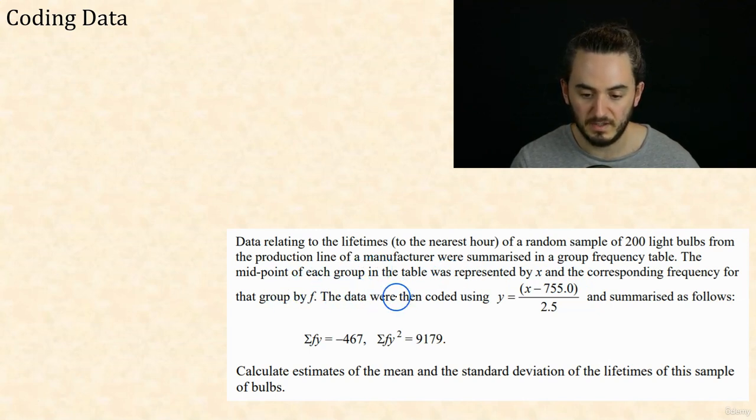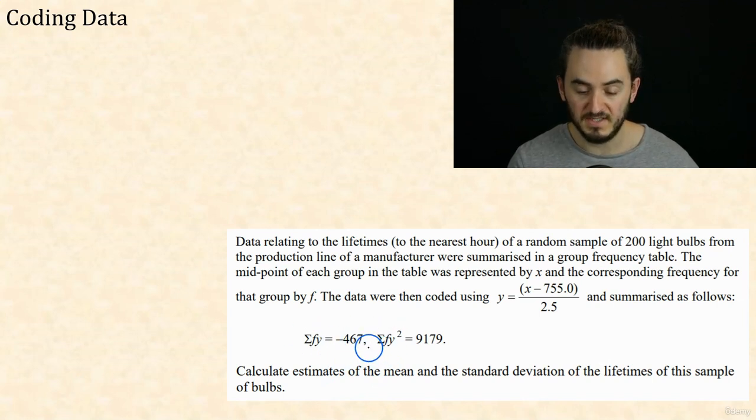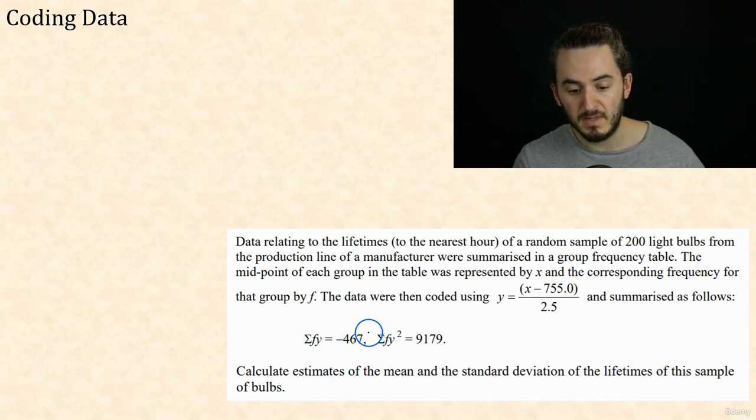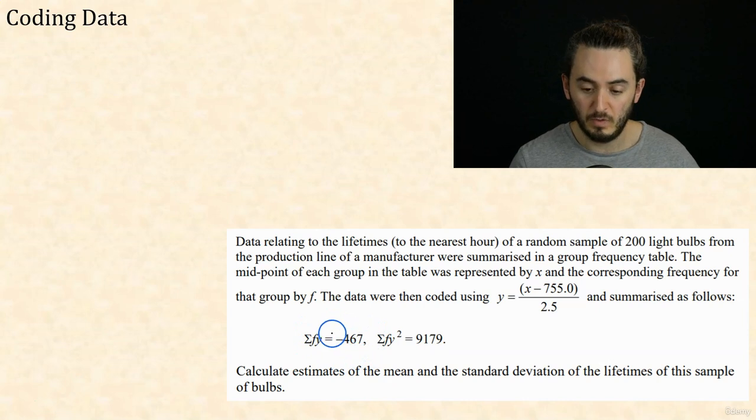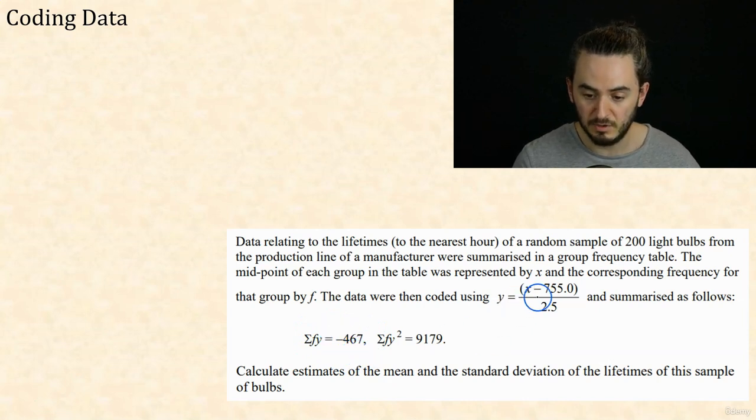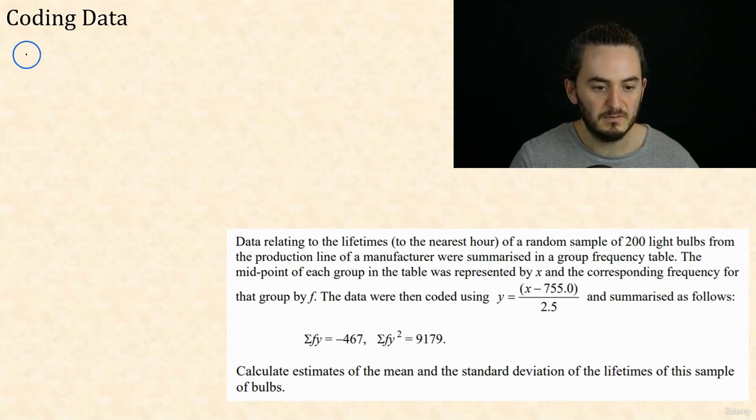The data were then coded using Y equals this coding formula and summarized as follows. Calculate estimates of the mean and standard deviation of the lifetimes of this sample of bulbs. All right, so we can use this summary data to work out the mean and standard deviation of Y. Once we've got that, we'll be able to uncode it using this formula. So how can we work out the mean of Y?